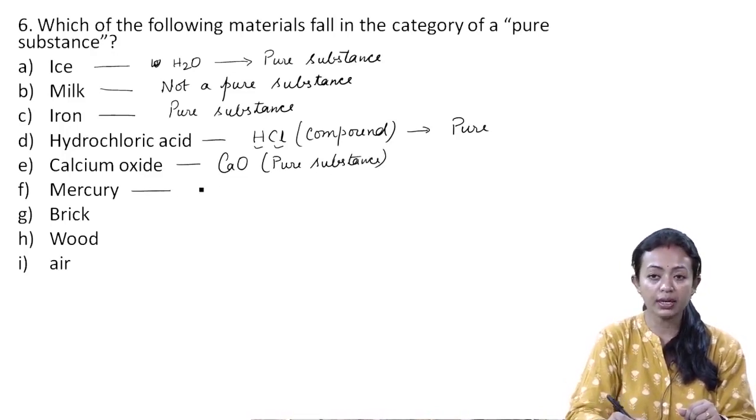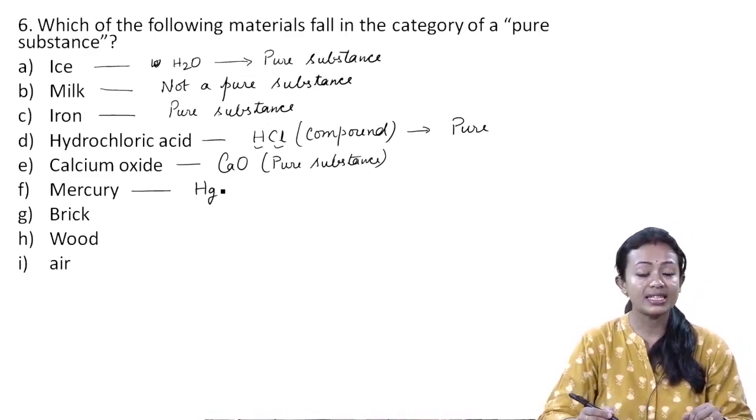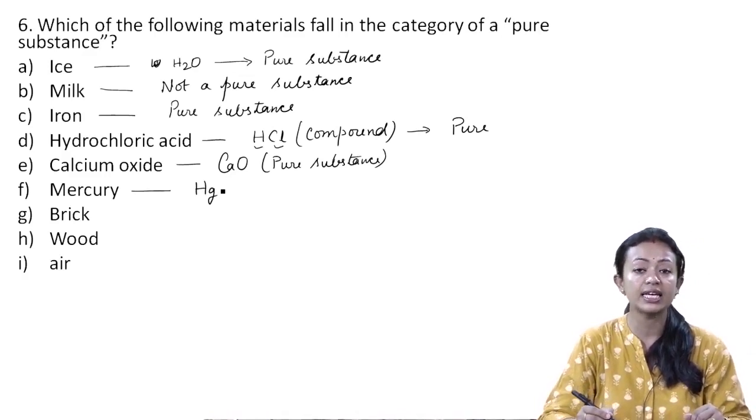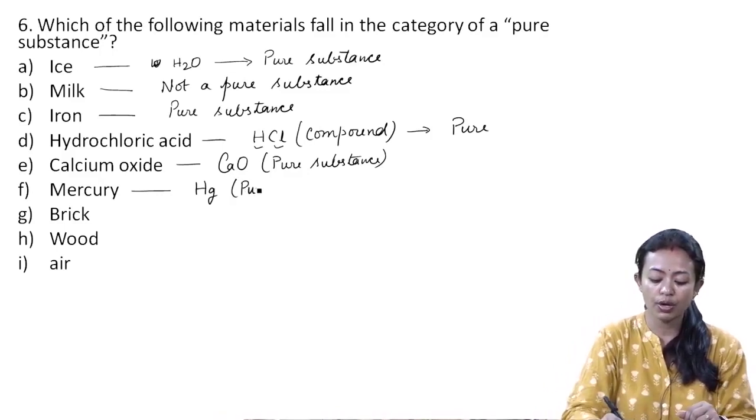What about mercury? Mercury is an element. It is a metal that exists in the liquid state at room temperature, and it is the only metal that exists in liquid state. So, because mercury is an element, it is a pure substance.